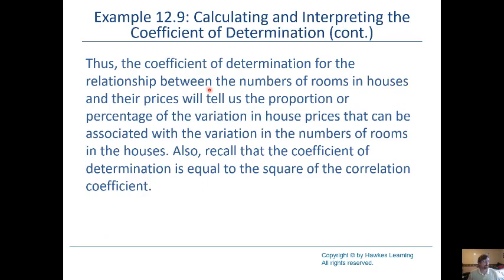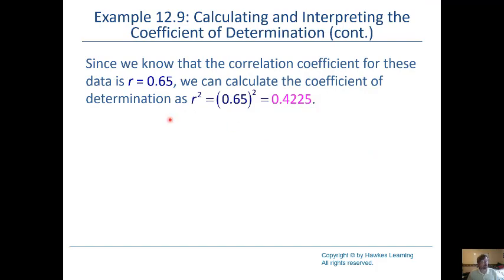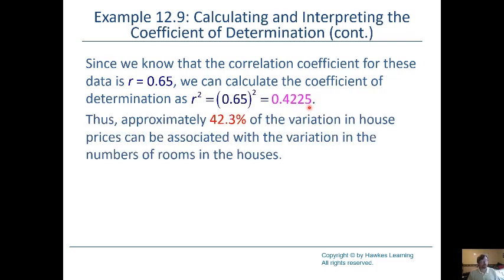And the coefficient of determination is the square of the correlation coefficient. So 0.65 squared, we get 0.4225. So 42.3%, rounding up slightly, of the variation in house prices can be associated with the variation in the number of rooms in the houses. All right.